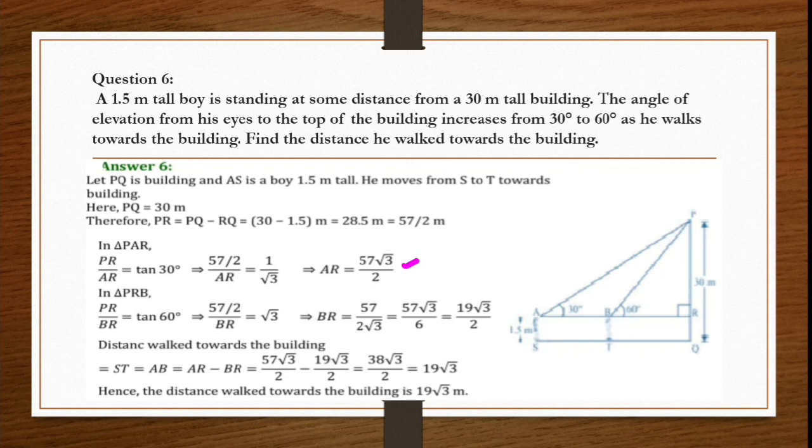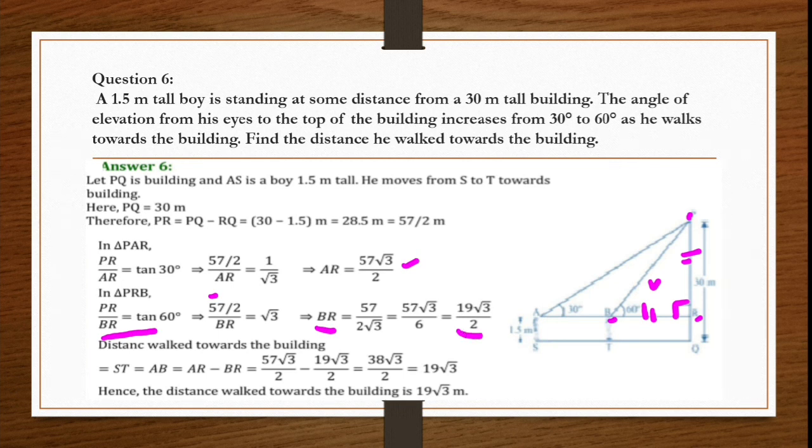Now if you take triangle PRB, that means this second one, this one is also a right angle triangle where the value of PR is known. So again you can write PR by BR is equal to tan 60 degree. Okay, again put the value of PR, you will get the value of BR. BR is 19 root 3 by 2.